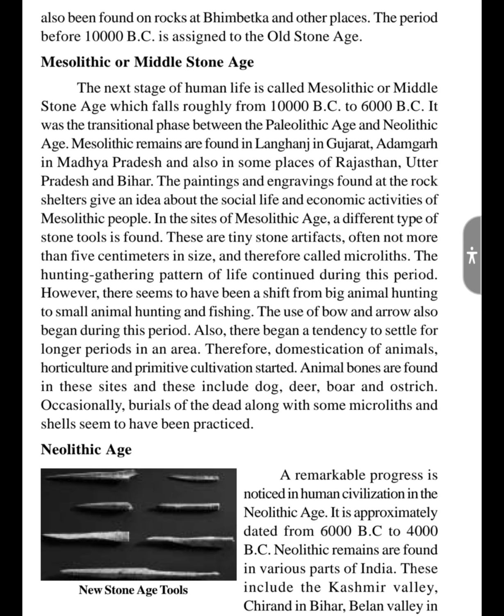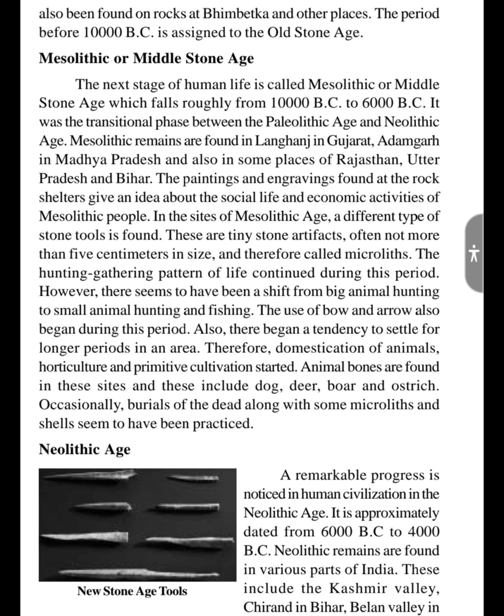Also, there began a tendency to settle for a longer period in an area. Therefore, domestication of animals, horticulture, and primitive cultivation started. Animal bones are found in these sites, and these include dog, deer, boar, and ostrich. Occasionally, burials of the dead along with some microliths and shells seem to have been practiced.